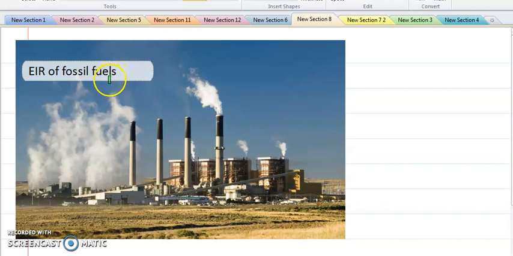In this lesson, we are going to learn about EIR, Environmental Impact Rating of different activities. The first activity for which we have to learn the EIR is fossil fuels. So let's talk about the EIR of fossil fuels.